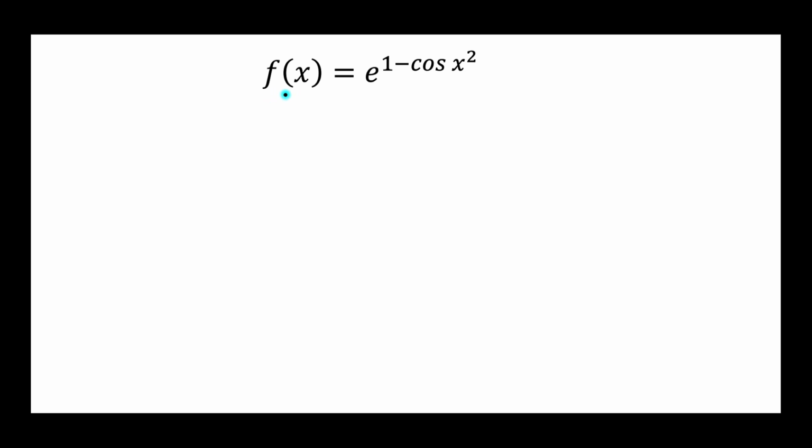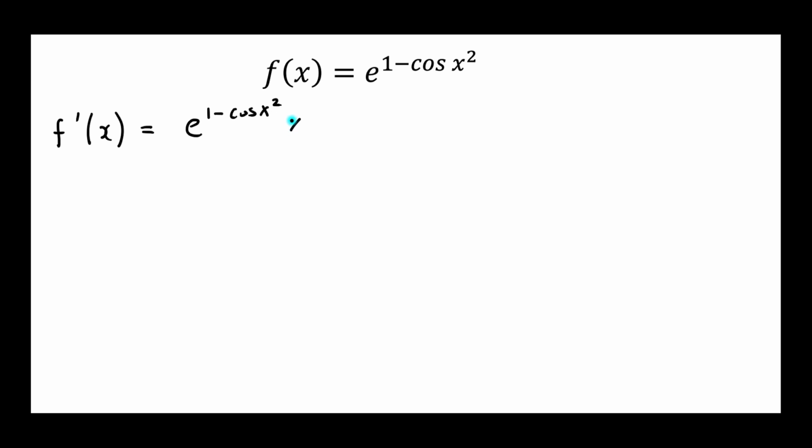Okay guys, we've got another one here. So that's f of x is equal to e to the power of 1 minus cos x squared. Now in this one, we have to use the chain rule twice, once to differentiate this and then when we're differentiating this part. So let's go ahead and do that. You just need to be very careful when doing that. So when we differentiate the outer part, we simply get e to the 1 minus cos x squared.